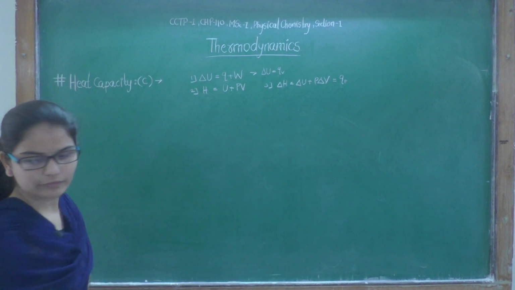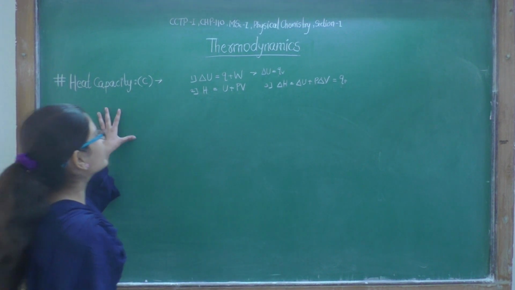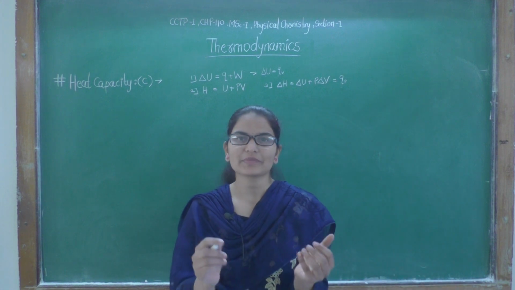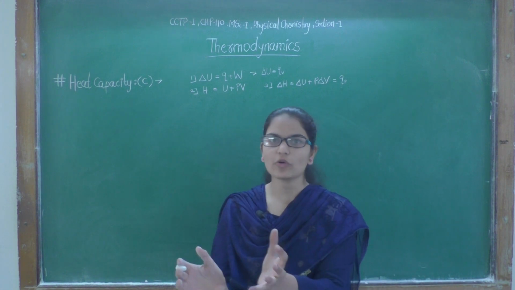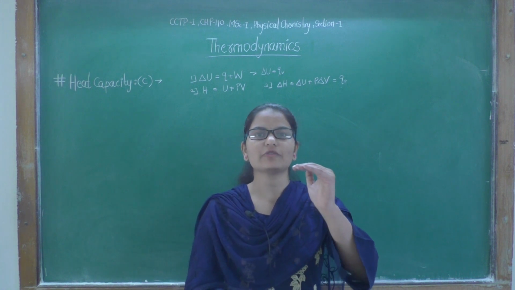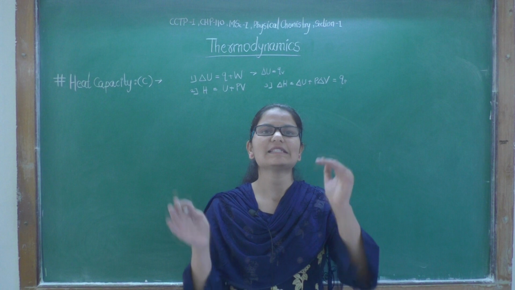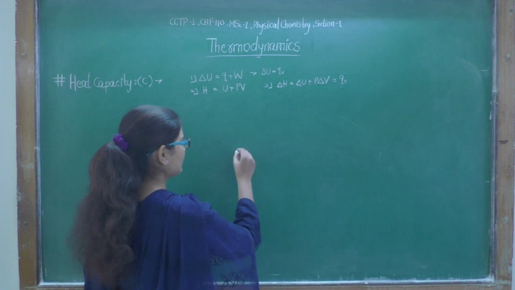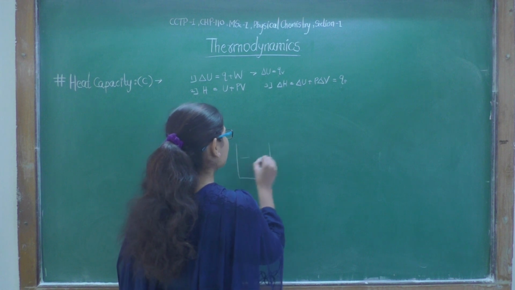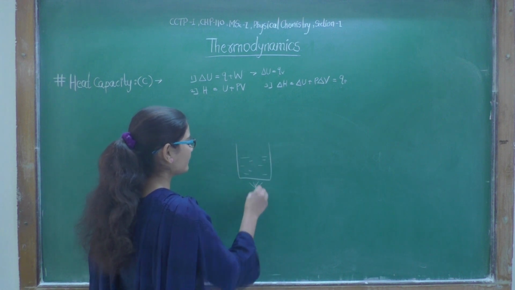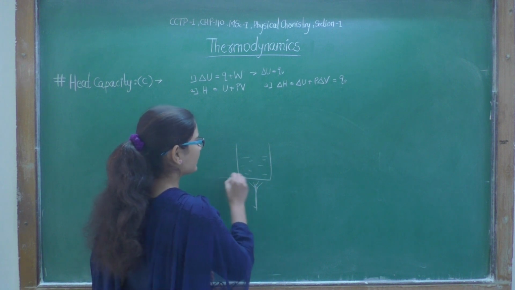Now let's move towards heat capacity. What is meant by heat capacity? Heat capacity is nothing but the ratio of heat required to raise temperature of the system to the change in temperature or rise in temperature. Let's have an example. We have a beaker and water inside it. Now we are giving heat. We are heating that beaker.